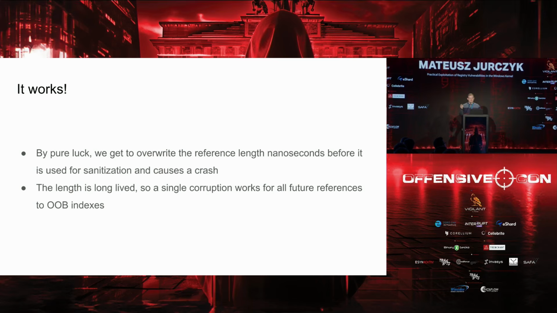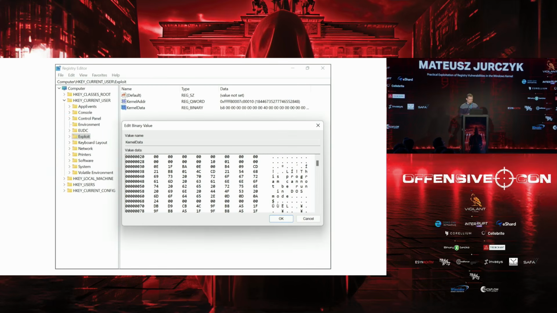And because the length value is stored in the CM Hive structure, it's basically long-lived, so it's enough for us to corrupt it once, and then we can use out-of-bounds cell indexes for the rest of our exploit without any problems and without getting any crashes.